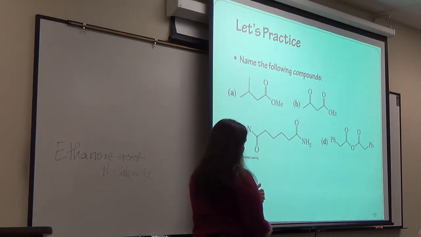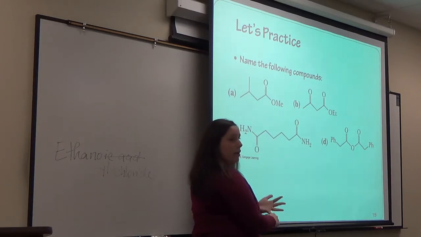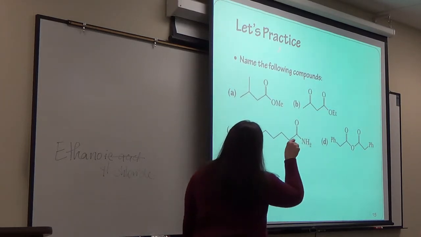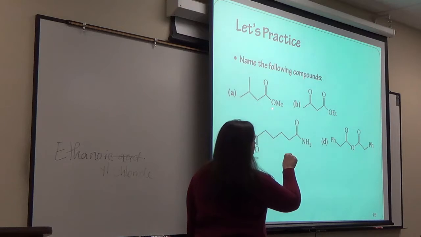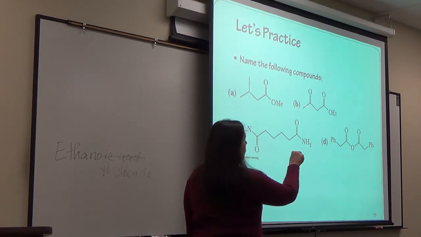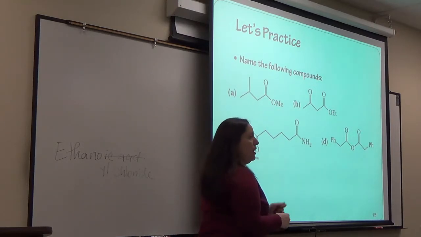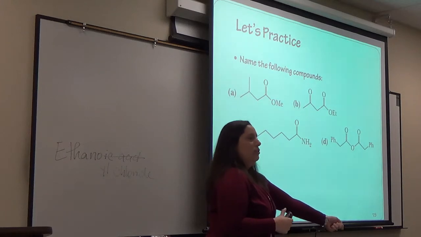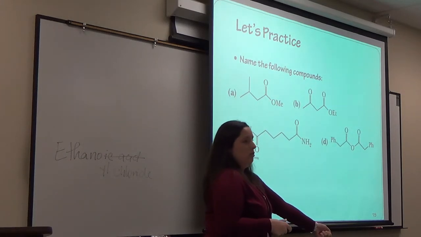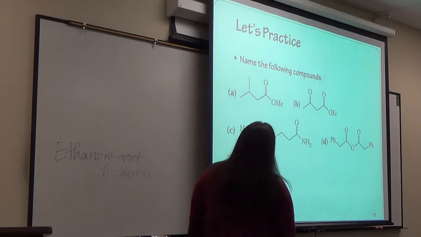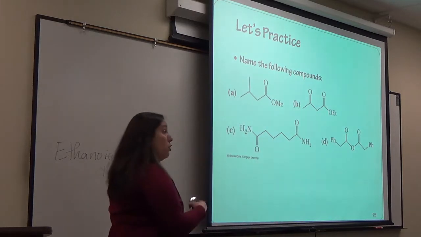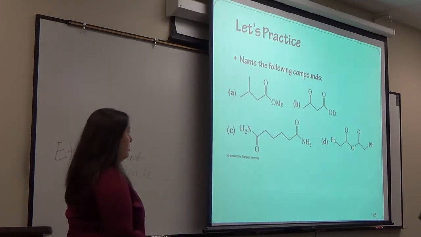Is it a carboxylic acid? Is it an ester? Is it an amide? Which one? It's an ester: C double bond O, O, and then an R group. So then you can go to the ester page and say, okay, how do I name an ester? Do you remember how to name? If not, go back, because you have to do this by yourself.